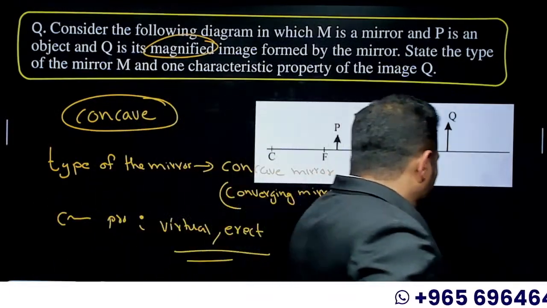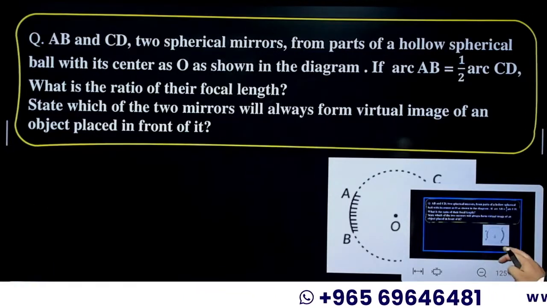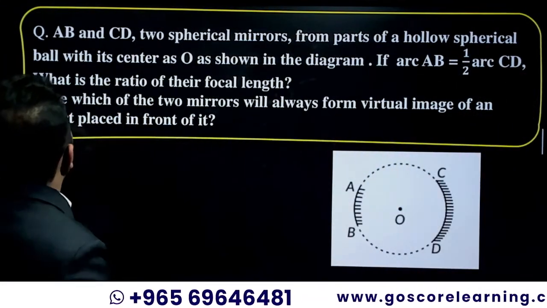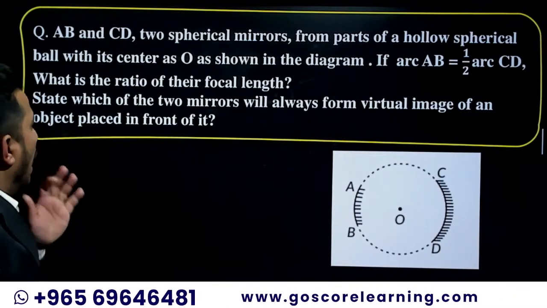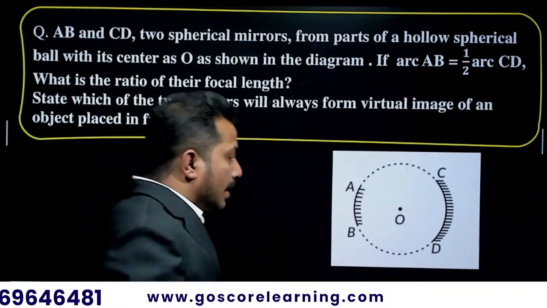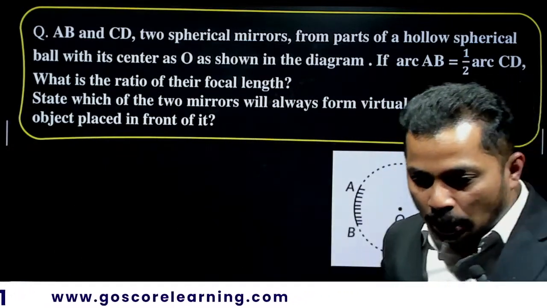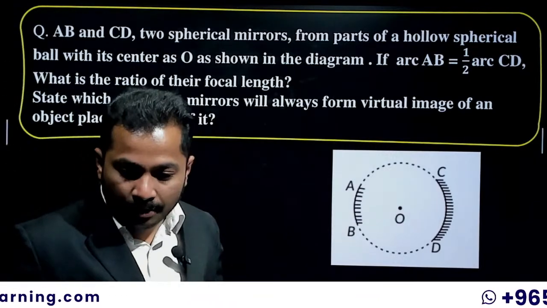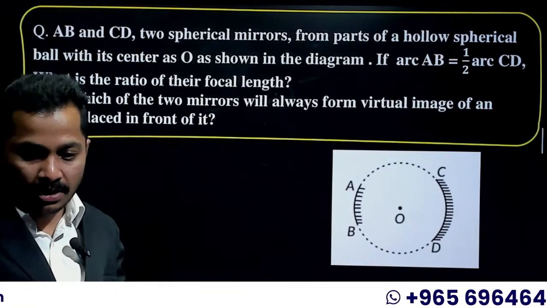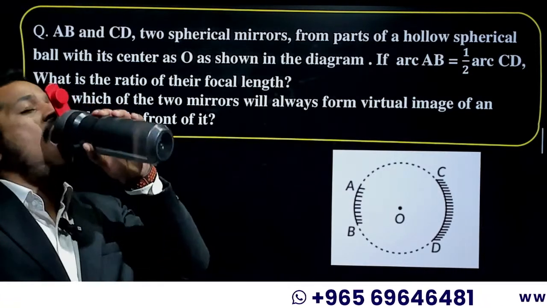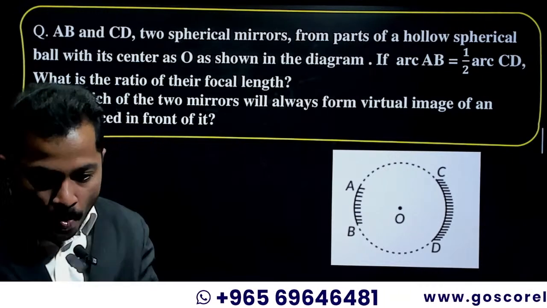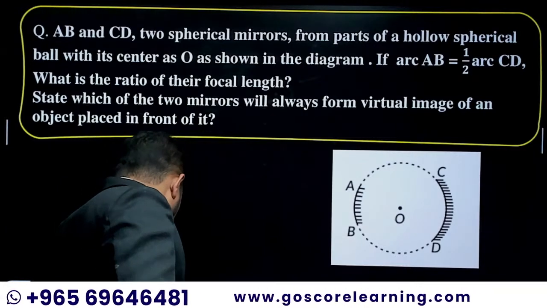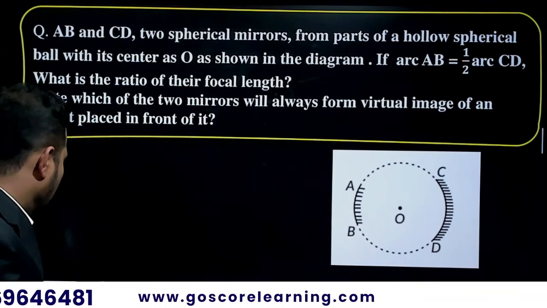Okay, we can move to the next question. AB and CD, two spherical mirrors, form part of a hollow spherical ball with its center O as shown in the diagram. If arc AB is equal to 1 by 2 of arc CD, what is the ratio of their focal lengths? Can anyone answer this question?